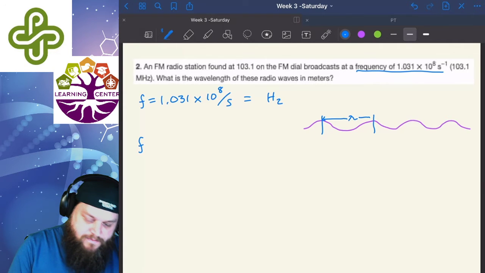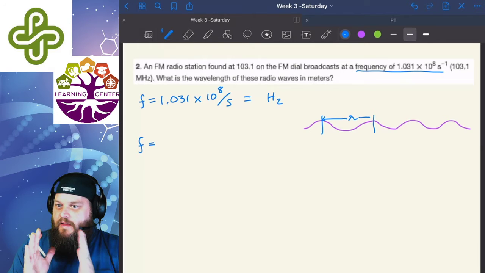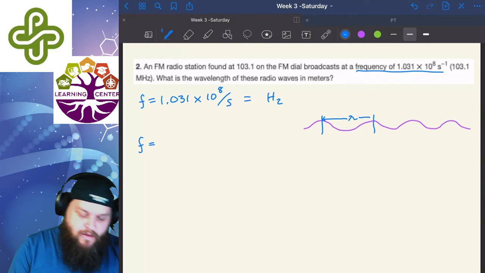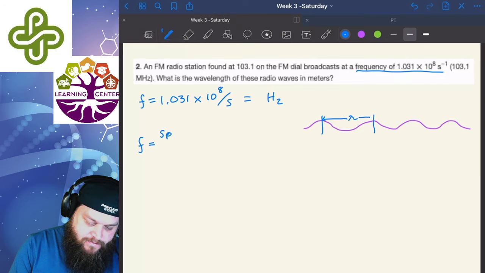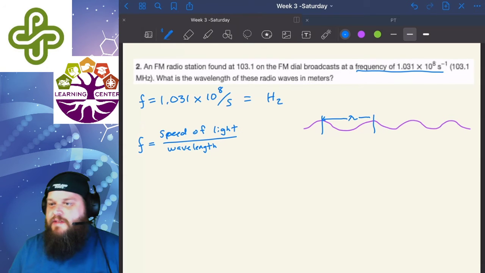So really, we can look at the speed that it travels divided by the wavelength, the distance from peak to peak. So I can say the speed of light divided by that wavelength. That's really the frequency that we're talking about.